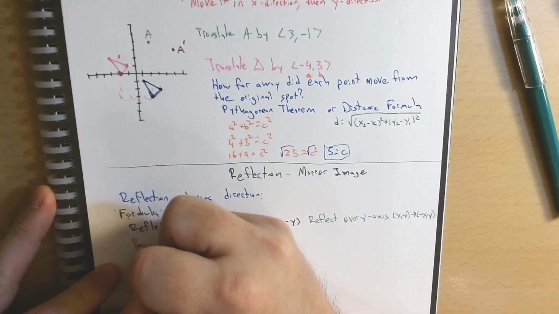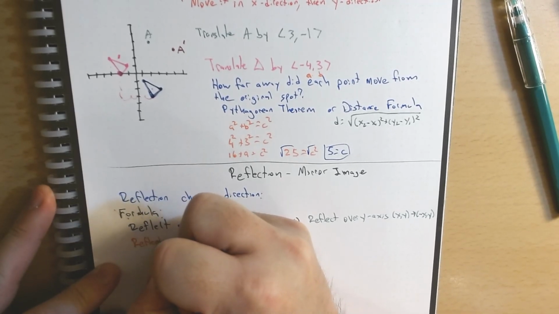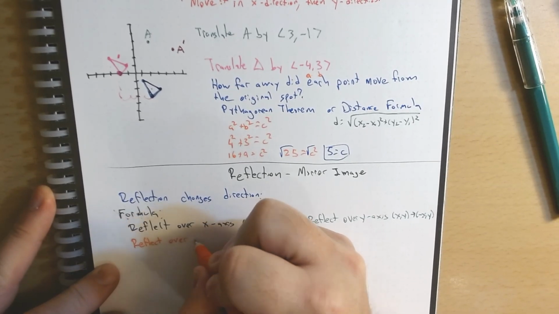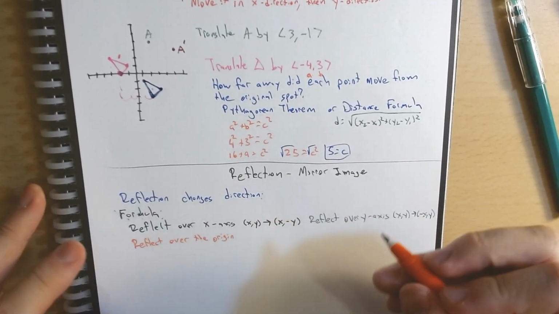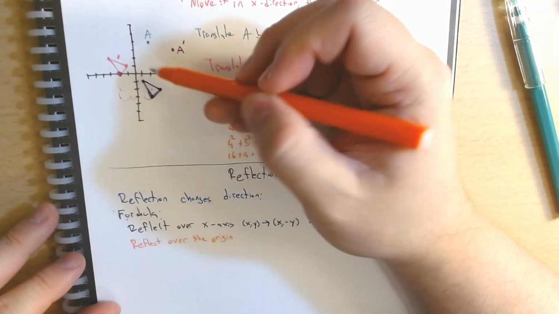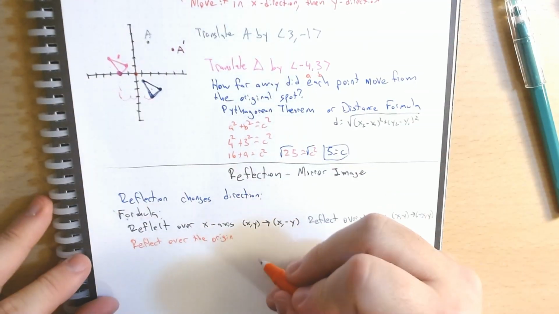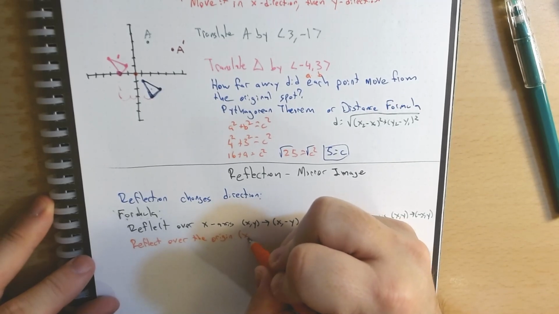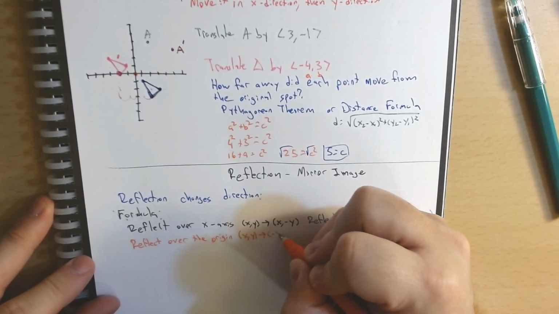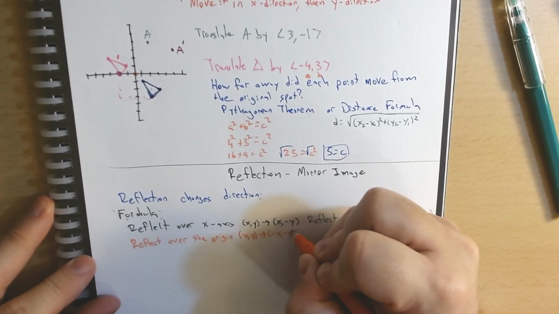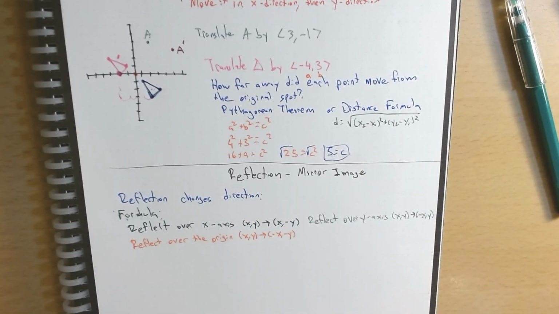You can reflect over the origin, which if you don't remember is the very middle point. That's the origin right there. xy becomes negative x, negative y. So you basically put a negative in front of both of them.